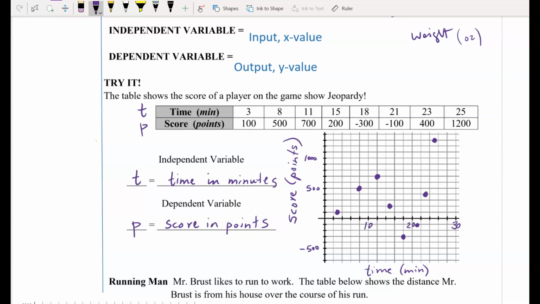So this is what it will look like if you use the same scale that I used. Now if you use a different scale, it will have the same shape, but it may be squished together more or spread apart more.